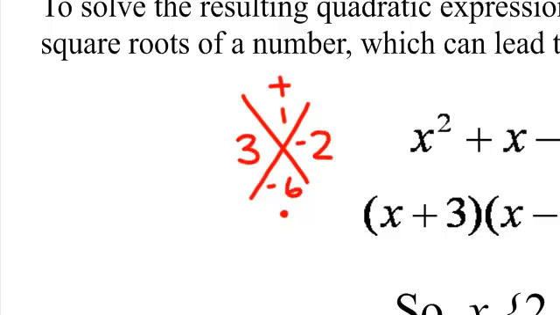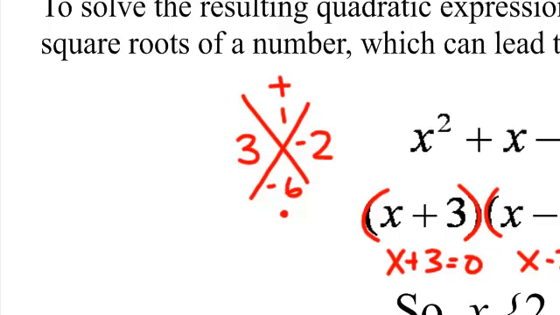And then we use those two numbers to make our factors. And then we set both of them equal to 0. So x plus 3 equals 0, and x minus 2 equals 0. So here's my solutions. X could be 2, or it could be -3.